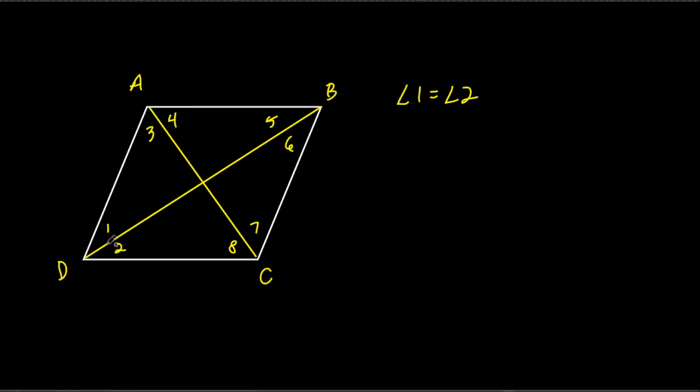I tell you what, let me say this. What else is equal to angle 1 and 2? That'd be a better question. Why is that? What's true about the opposite angles of a parallelogram? They're congruent to each other, right? Okay, so this big angle D and this big angle B are equal to each other.